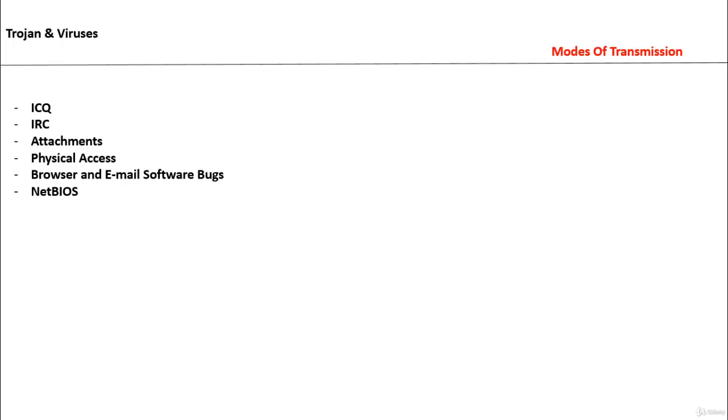Browser and email software bugs. Having outdated applications can expose the system to malicious programs such as Trojans without any other action on behalf of the attacker. NetBIOS. If port 139 is open, the attacker can install Trojan.exe and modify some system file so that it will run the next time the system is rebooted.